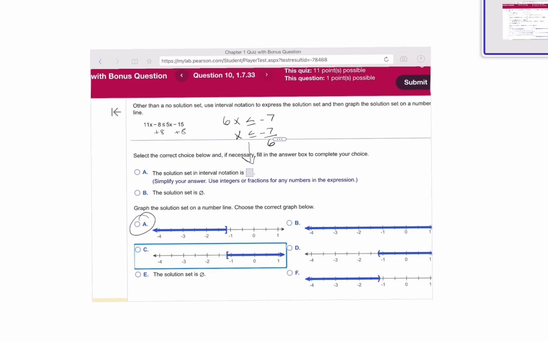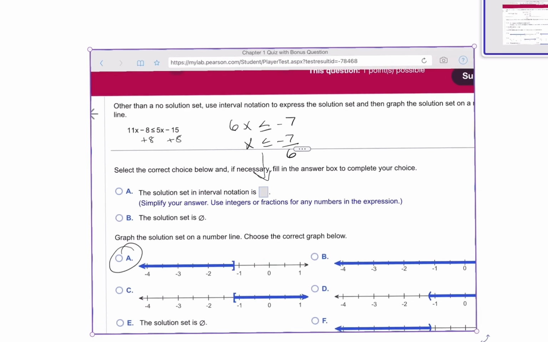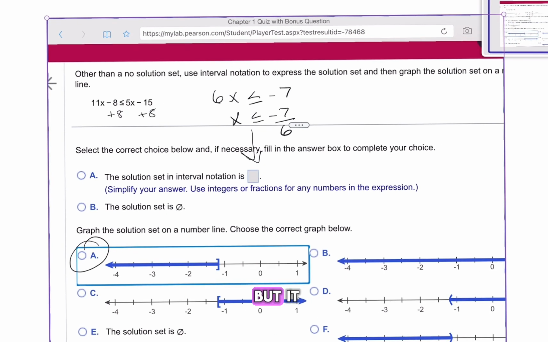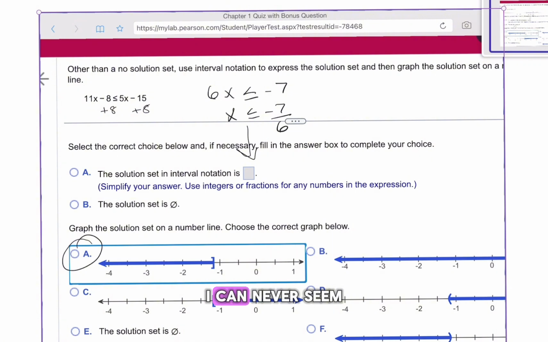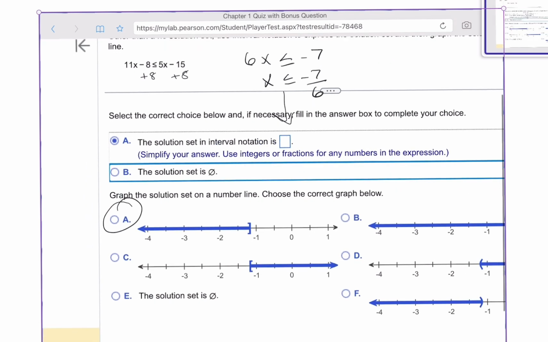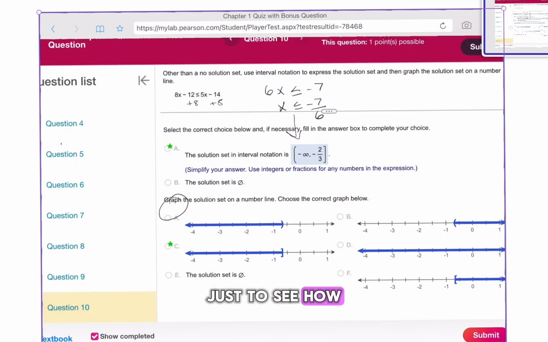Oops. Sorry, I love this program, but I can never seem to just keep it still. Okay, so just to see how they want it typed in with interval notation.